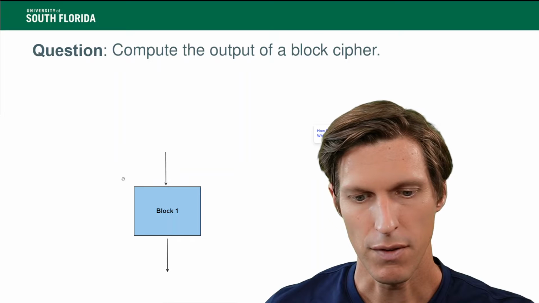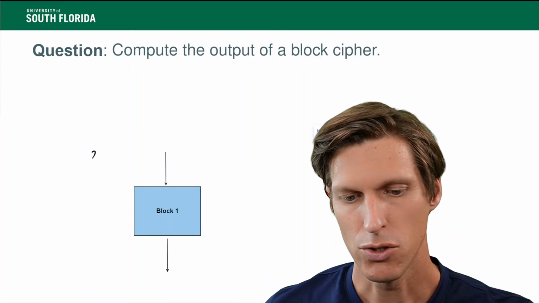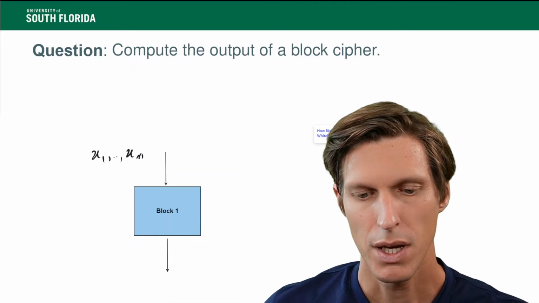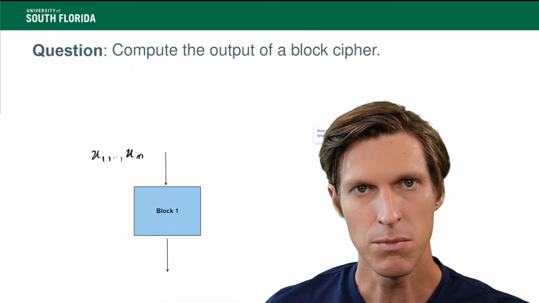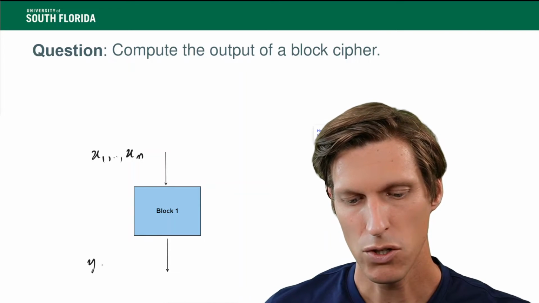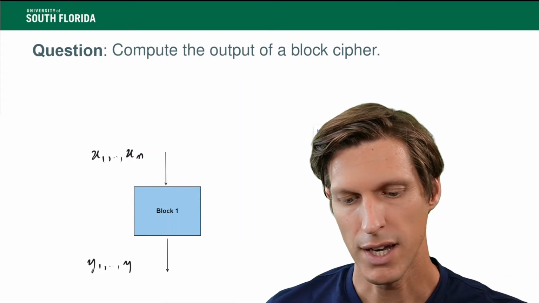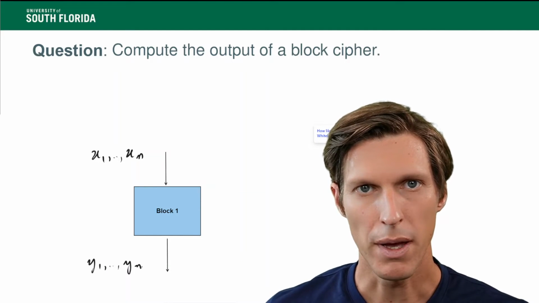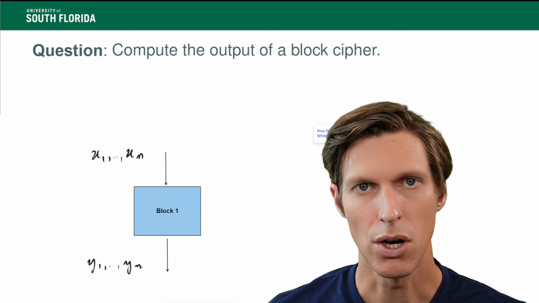You represent the evolution of the state of your bits as a diagram. And then every time you have n bits coming into a block, you will have an output of n bits, where y1 to yn will depend on the description of the block.